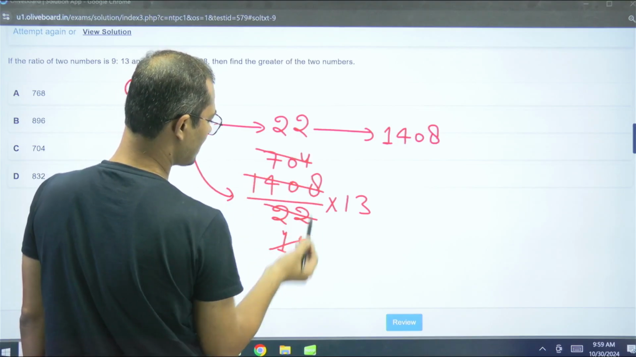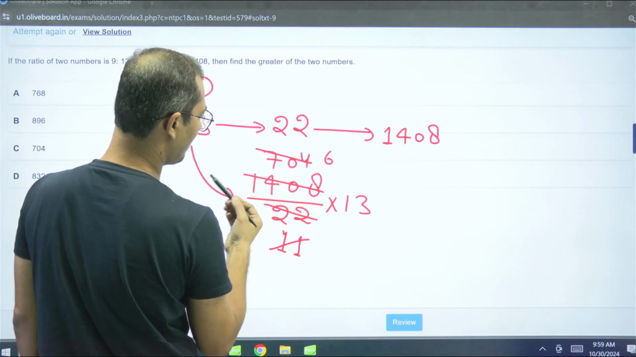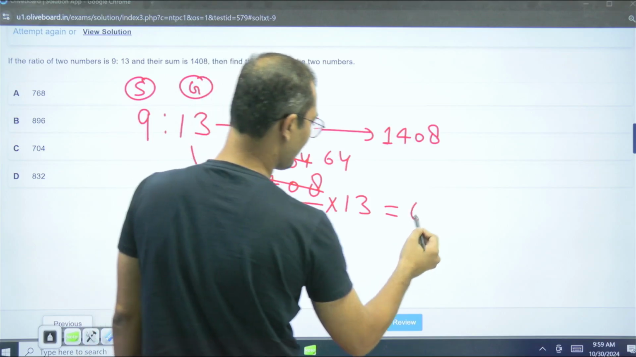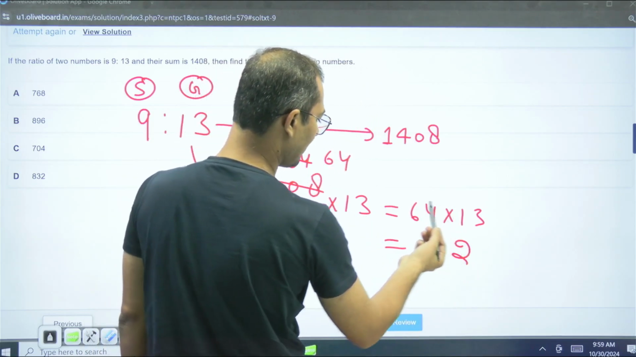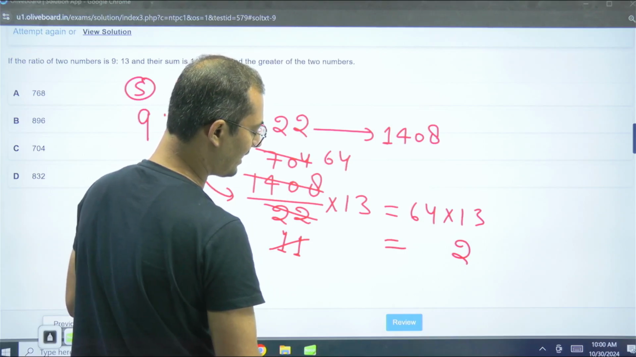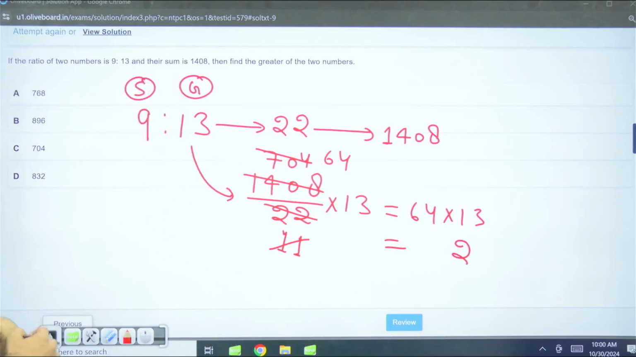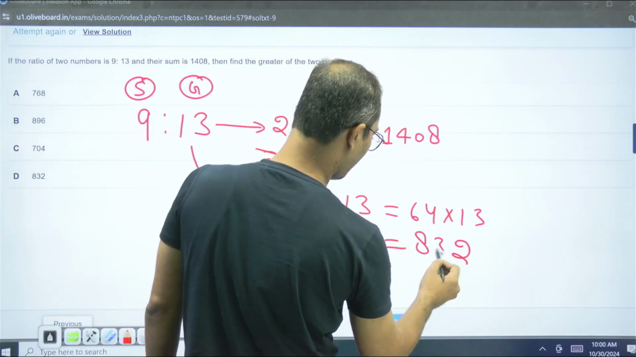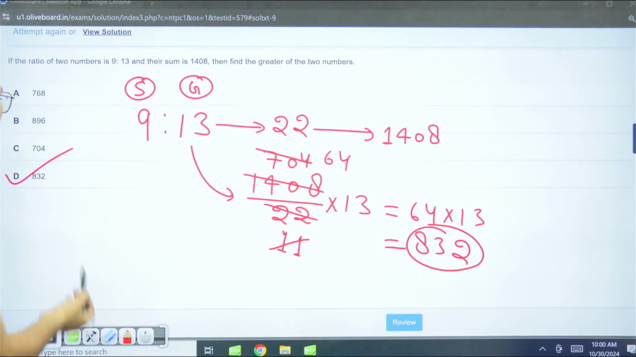And by 11, so this is how much? So by 11, 11 6s are 66, right? So how much? 4. So 11 4s are 44. So we can say that the answer is 64 into 13. So 13 4s are 52, carry 5, and 13 6s are 78, 78 and 5. So this is equal to how much? So we can say that this is equal to 832, right? So 832, or just by seeing the unit digit approach, right? Only one option is having unit digit 2, right? So we are not going to calculate each and everything in detail, right? So moving to next question.